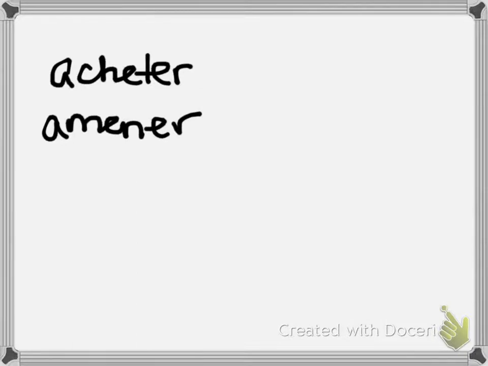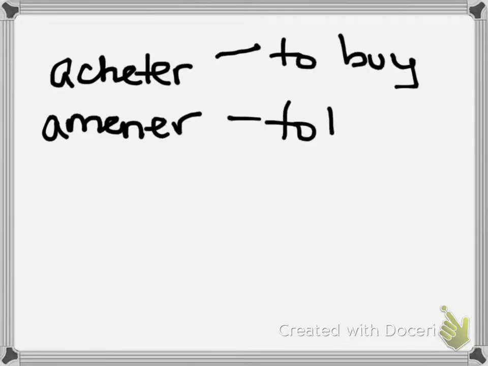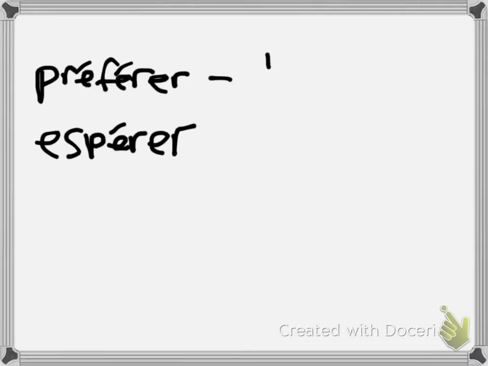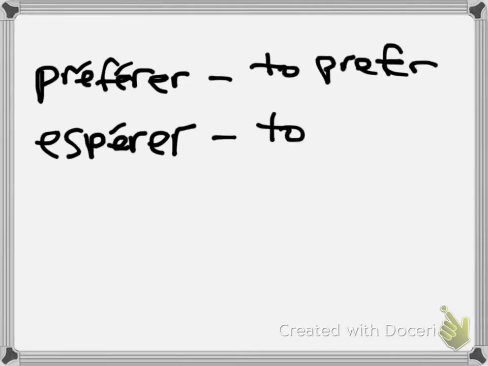So there's two types of stem changers, acheter and amener, to buy and to bring. When we talk about to bring, in this case, it's to bring a person somewhere, okay? These are the same, where this E and this E get the accent marks added. Then we have préférer, to prefer, and we have espérer, to hope or to wish for. And again, this E and this E, the accent mark changes direction.